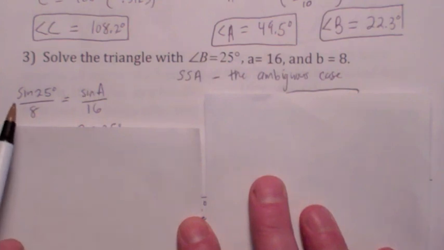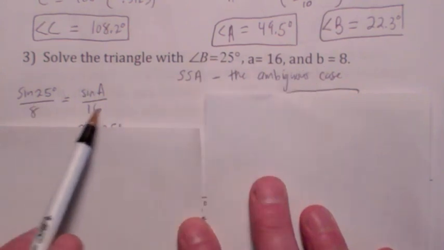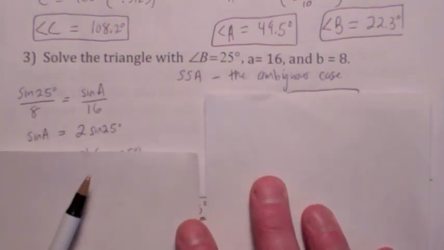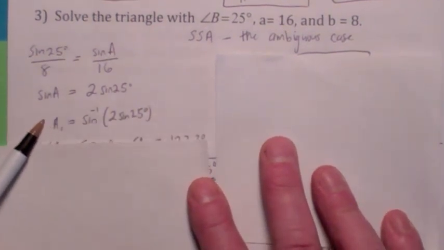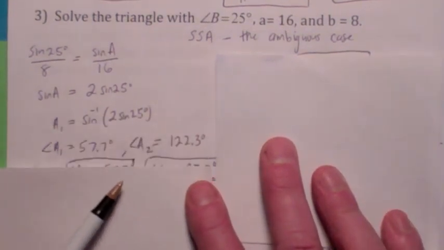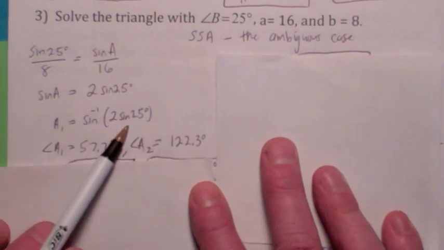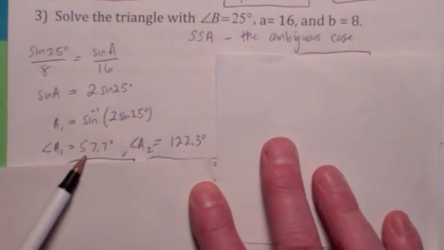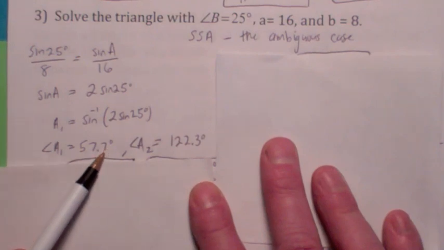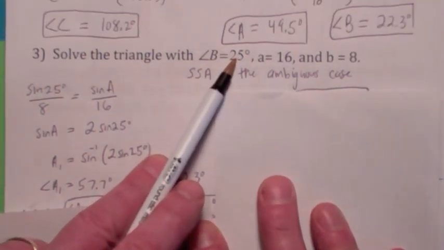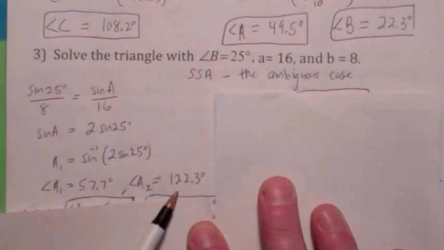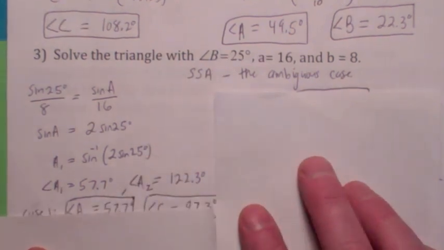Okay, so I went like this. Sine of 25 over 8 is the sine of A over 16. So you get this, right? And when you go from here to here, there's going to be two possibilities. When you take the inverse sine of 2 times sine 25 degrees, your calculator gives you 57.7. But when you take 180 minus this, you get 122.3. And is that possible? Unfortunately, yes, it is possible. So you have two cases. So what you should have done is just consider two cases.